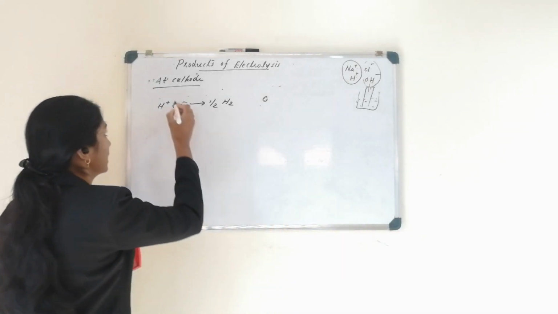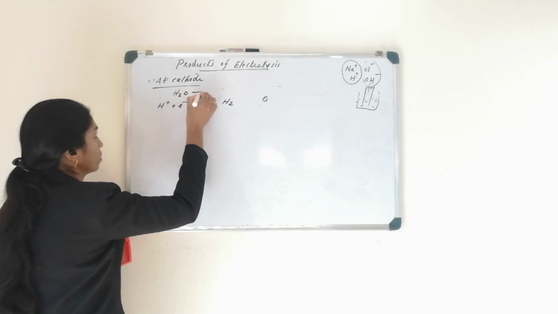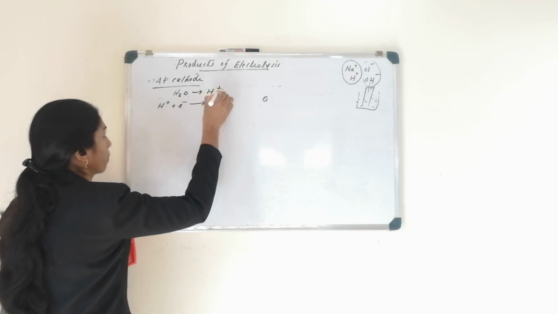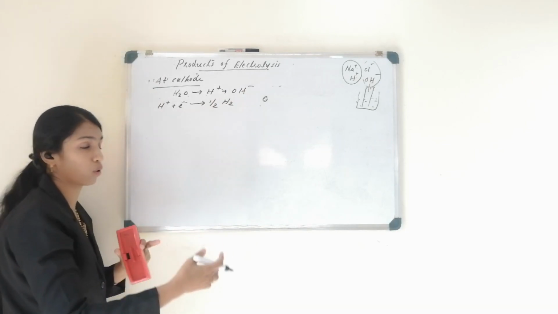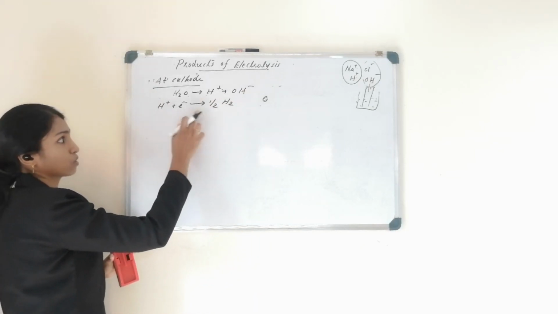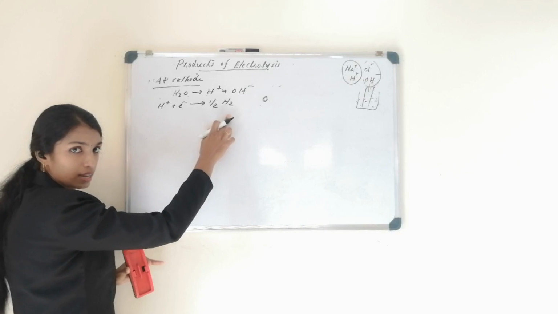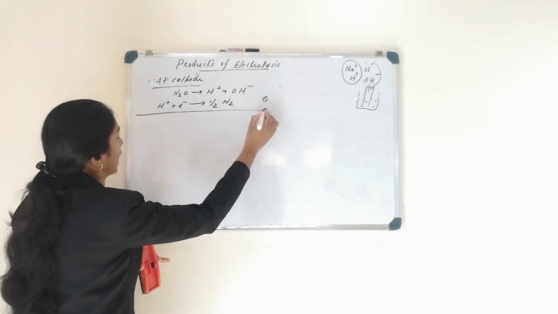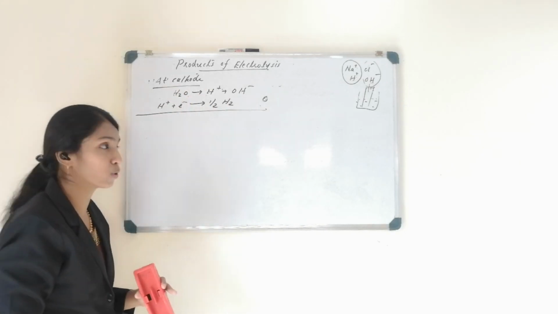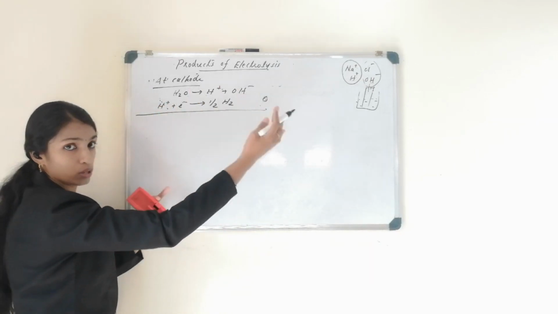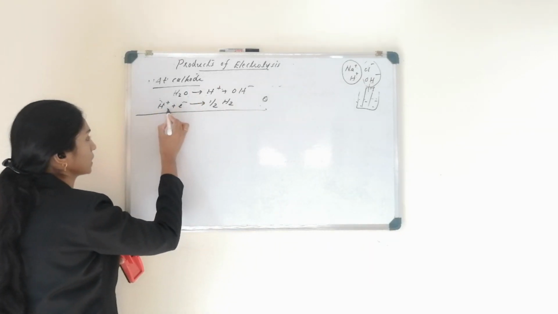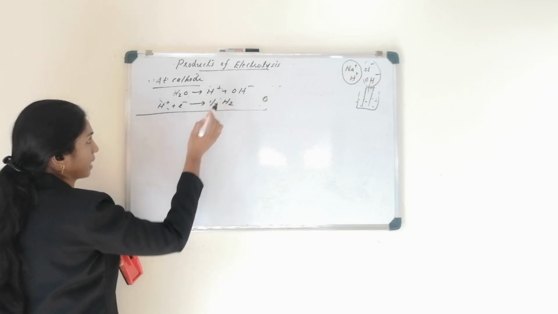So we can write this H2O gives H plus OH minus. This dissociates to form H plus and OH minus. This H plus receives electrons and produces hydrogen. So the net reaction which occurs at the cathode is the species which are common in both sides. We can cancel it out. So this H plus and this H plus cancels.